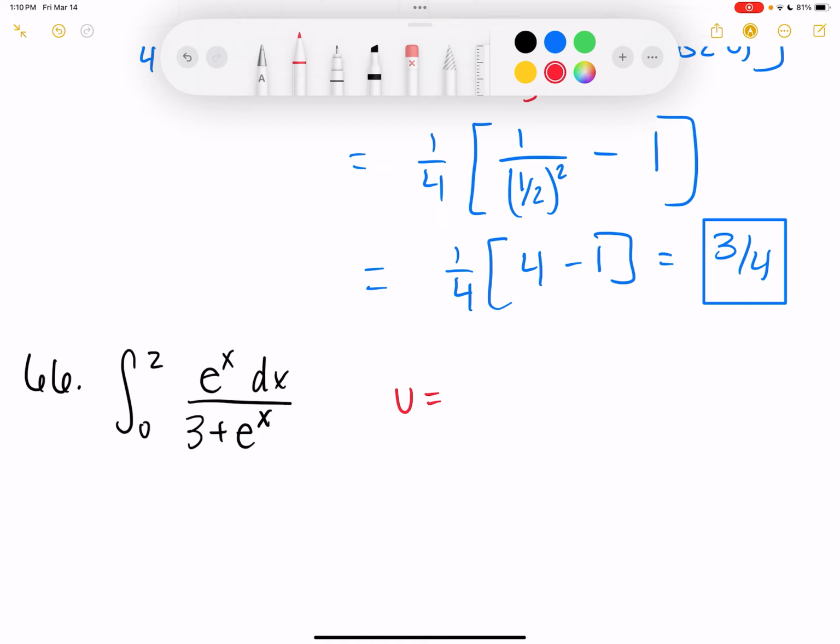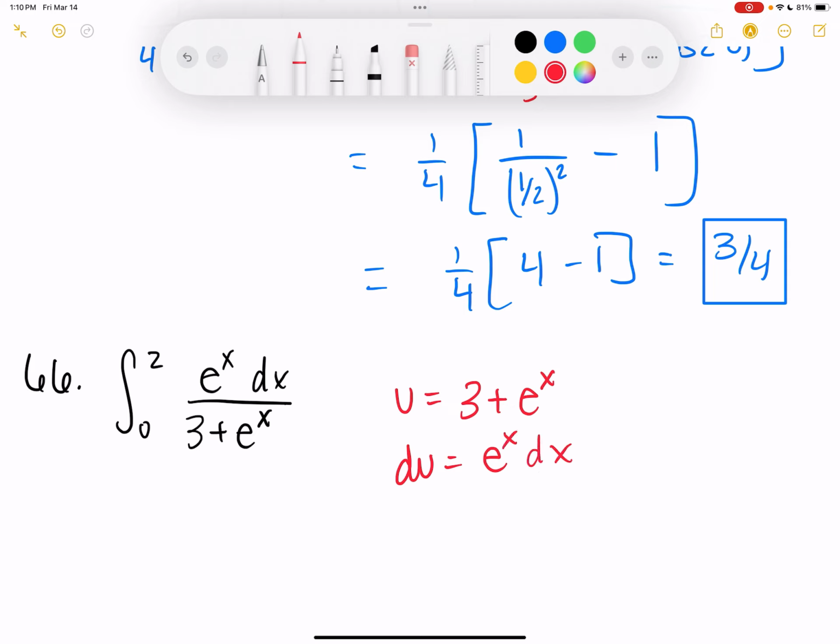Not you two. All right, what is u? Because I want to be done with this section. You is done with this section. Say it one more time. E to the x? No. 3 plus e to the x. Oh, yeah. And du. Well, my u doesn't change the derivative, so it's e to the x dx. Yep.